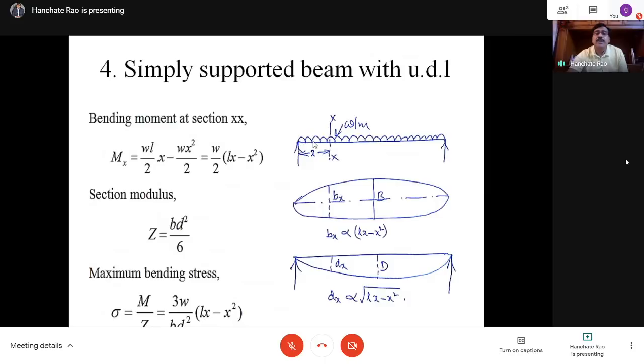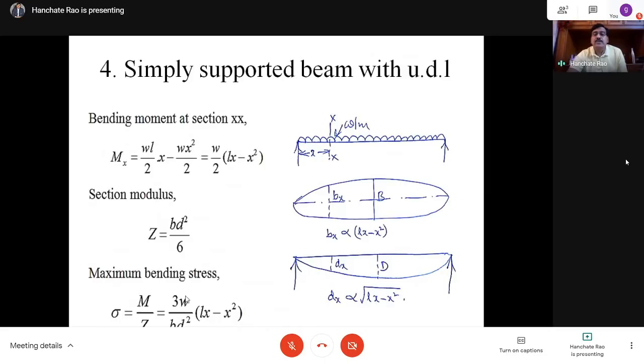This small UDL of intensity W is there. So W into X is the load, into X by 2 is the moment at the section, so Wx square by 2. So this is the bending moment. Z is BD square by 6. So sigma is equal to M by Z, which is 3W by BD square into (Lx minus x square).